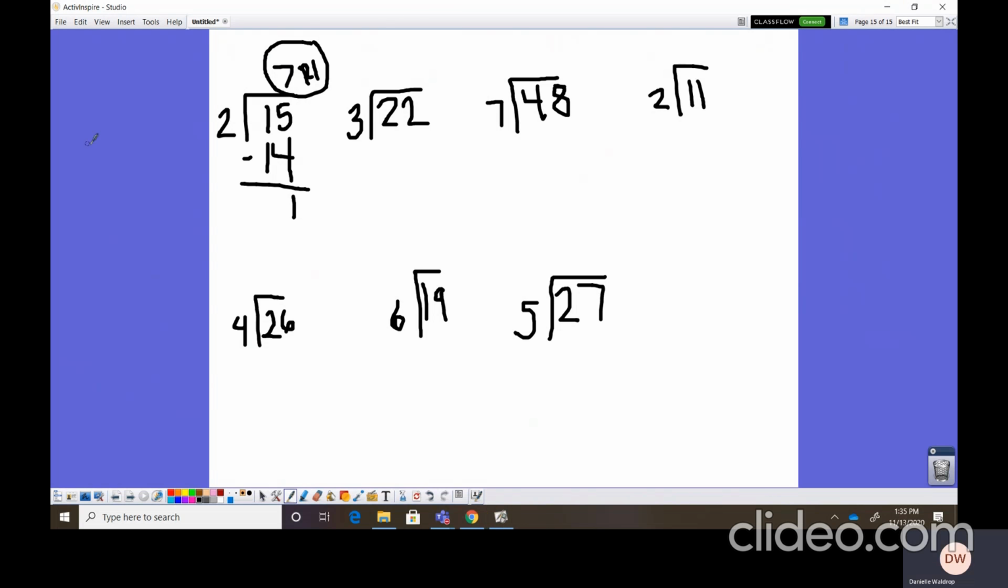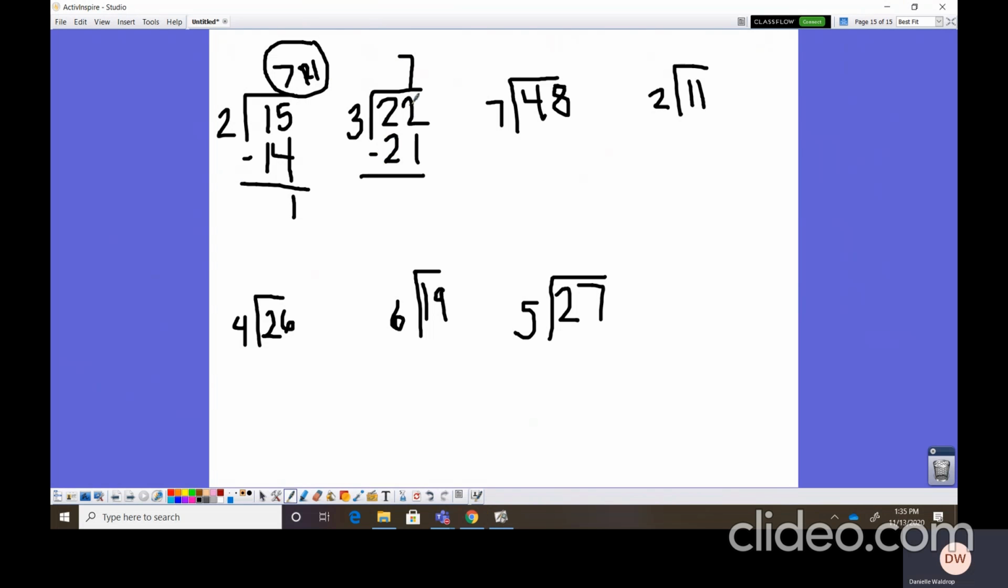22 divided by 3. Think, what factor are you going to use? 3 times what gets you close to 22? Good. You know 3 times 7 is 21. That's really close. So put your 7 on top of the second 2 there in the 1's place. 3 times 7 we know is 21. I'm going to put my 21 under there.